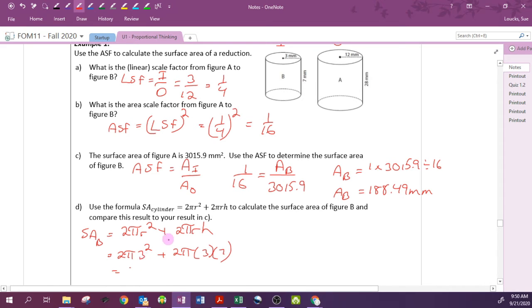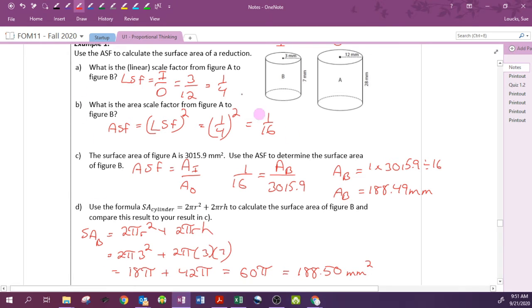Actually, let me show you how I did this, because there's a whole bunch of different ways you can calculate this. I did 3 squared is 9 times 2 is 18. So this is 18 pi plus, and then 2 times 3 times 7 is 42 pi. So I added those together, and that gets me 60 pi. And then I put it in my calculator and got 188.50 millimeters squared.